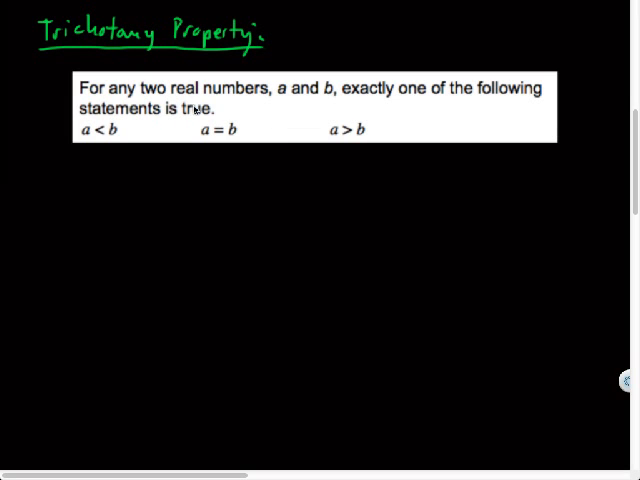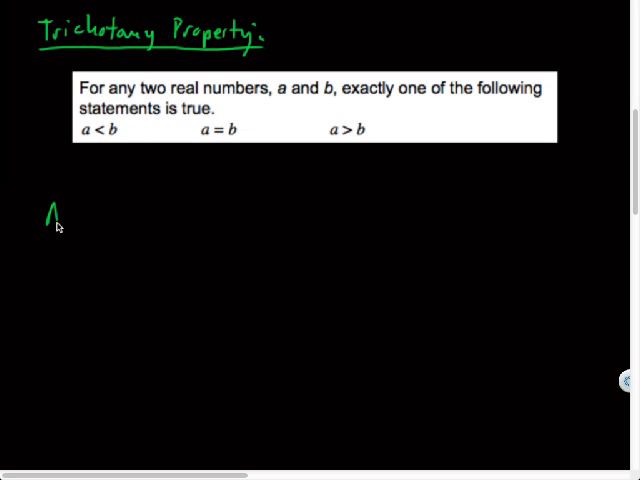So it says, for any two real numbers A and B, exactly one of the following statements is true. Either A is less than B, A is equal to B, or A is greater than B. Multiple of those cannot be true at the same time. Okay, that's good stuff, and we talked about that a little bit earlier with 0.9 repeating related to 1.